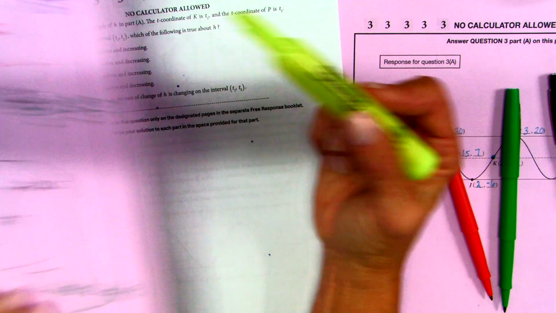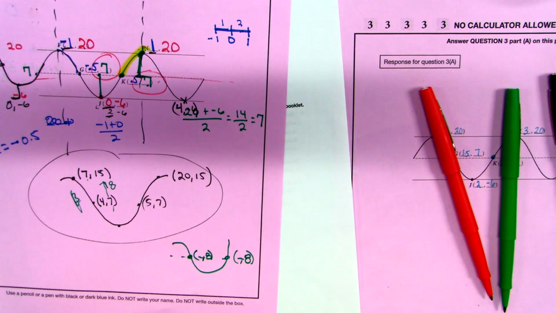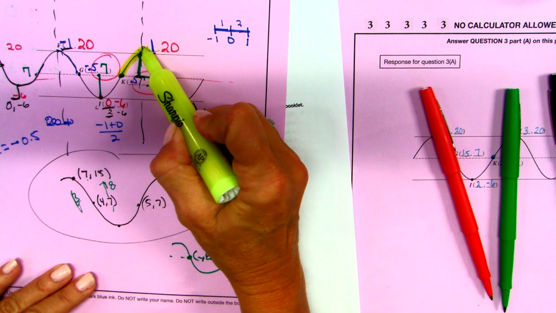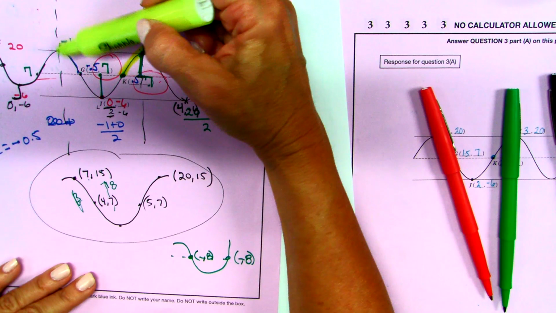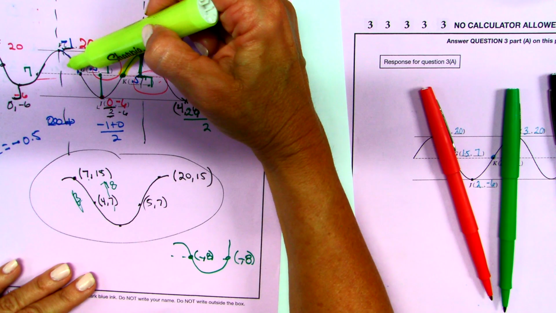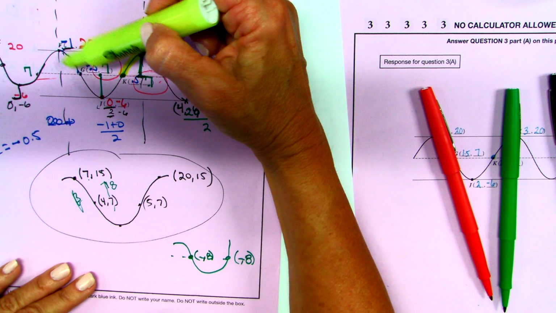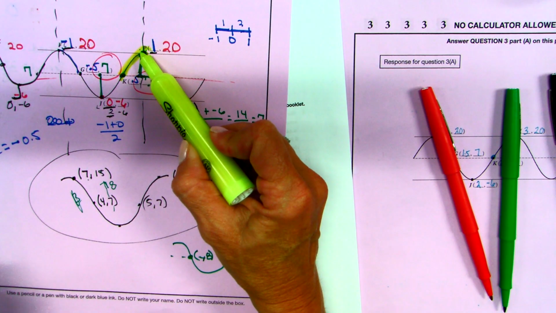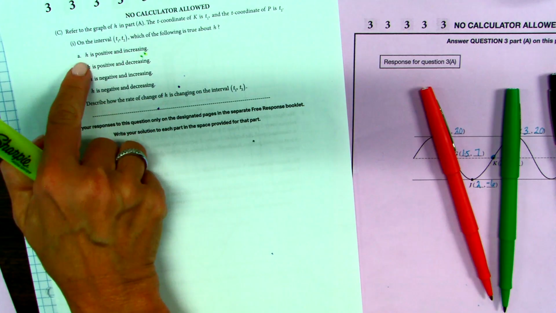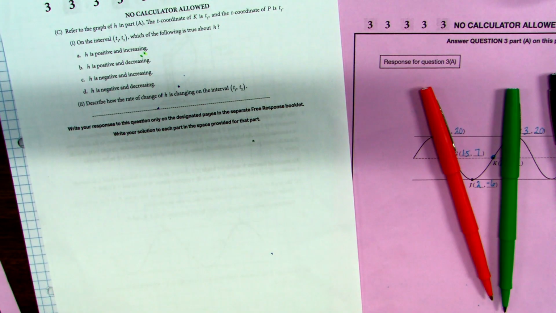And increasing or decreasing is not concavity. It's literally, is it going up? Is it increasing? Down is decreasing. So from here to here, we are increasing, okay? If it was like F to G, that would be positive and decreasing, okay? So that's what this is. Positive and increasing. Your answer is A, multiple choice, okay?